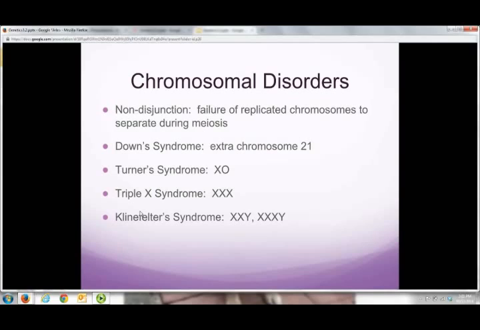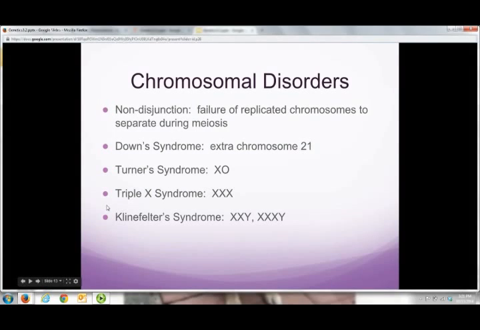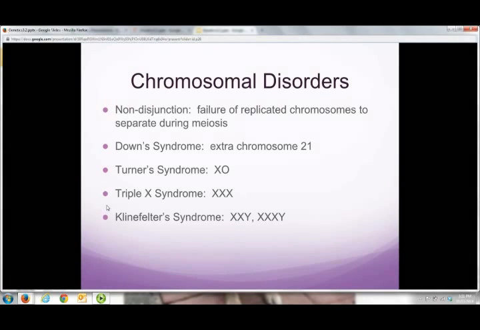With Turner syndrome, you just get one X chromosome. With triple X syndrome, the individual gets 3 X chromosomes. With Klinefelter syndrome, they get additional X chromosomes, but they also have a Y chromosome. So an example would be XXY or XXXY. The more additional chromosomes, usually the more severe the condition. Many chromosomal disorders are actually not viable. These are just a few that are.